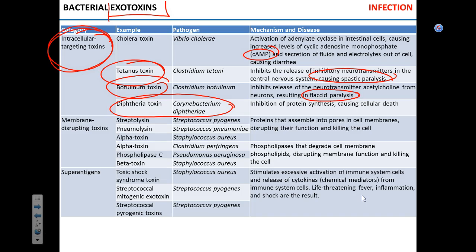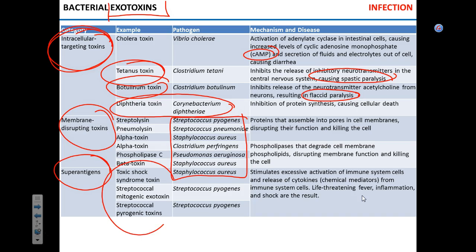Second, membrane disrupting toxins. Not going to go over the mechanism because the mechanism is essentially the same. They destroy cellular membranes, causing cell lysis. And you can see there are plenty of pathogens that can do it. And finally, superantigens. That's the one that we discussed about 10 minutes ago. Those are the toxins that stimulate hyperactivation of the human immune system, like toxic shock syndrome toxin from Staphylococcus aureus.